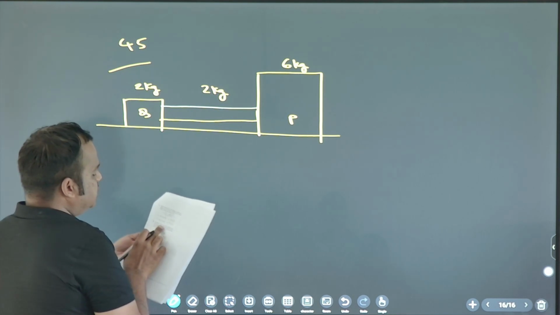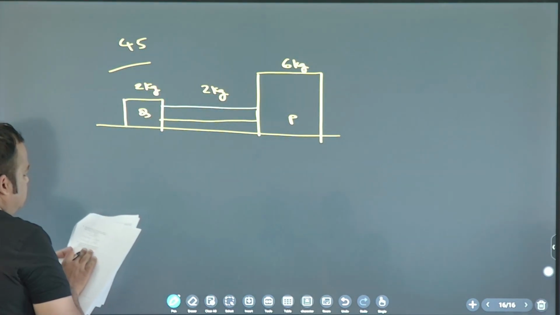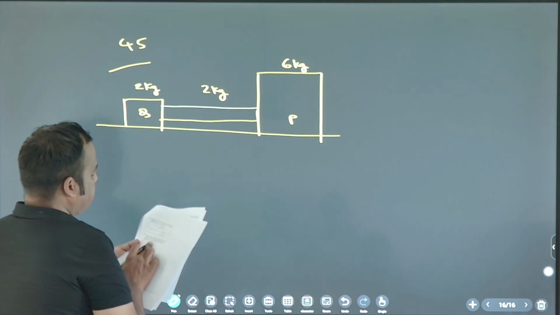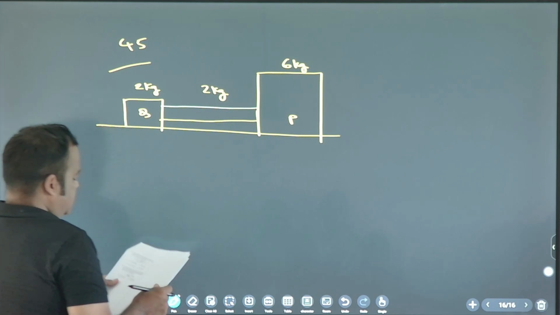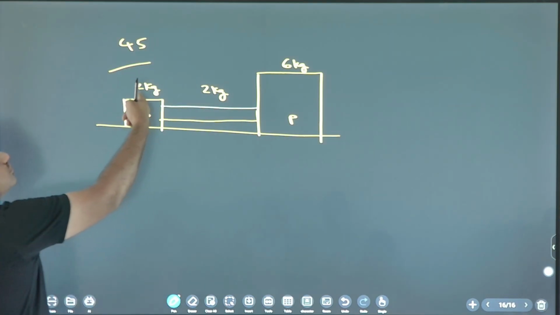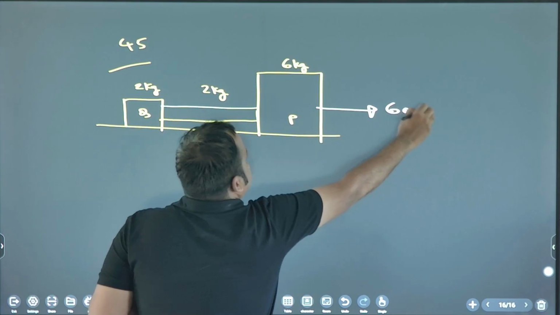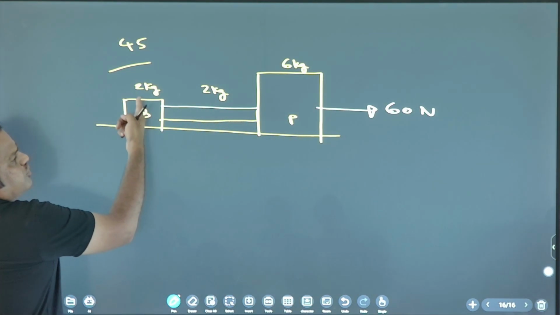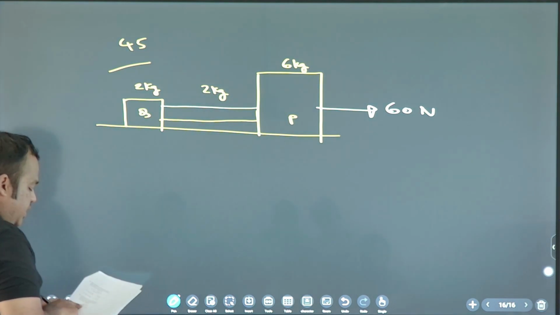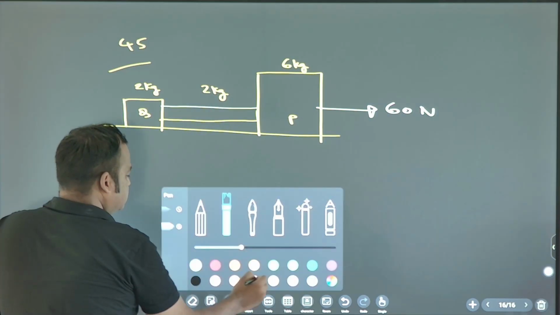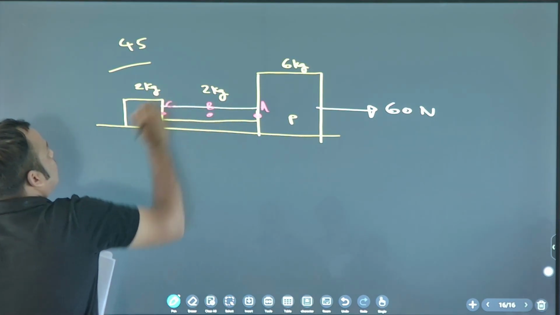Two blocks of mass 6 kg and 4 kg. But in the diagram it is given 2 kg. So is this 4 kg or 2 kg? Check the solution and tell me. Okay, 2. Now you have 3 points A, B, C. Point A is here, point B is here, point C is here.